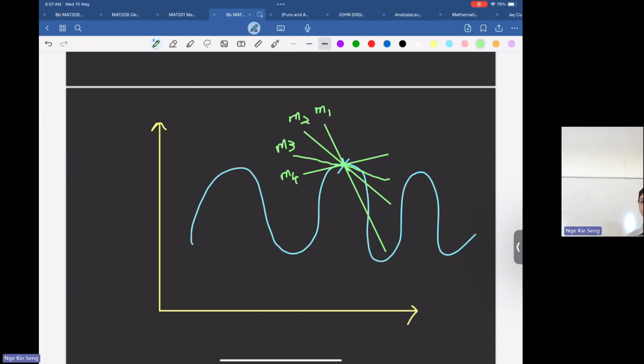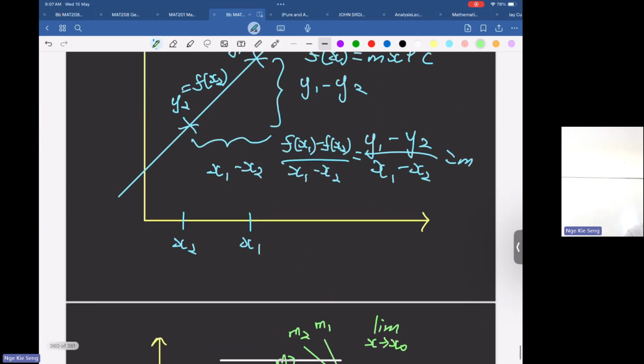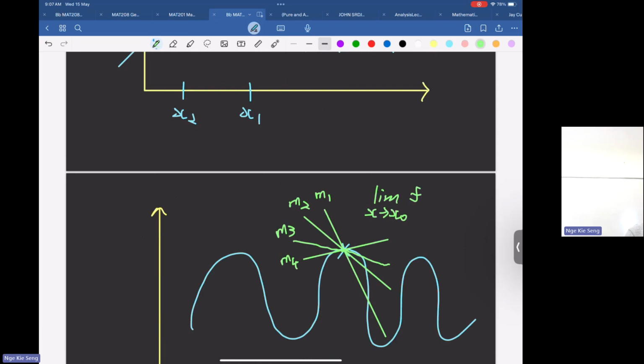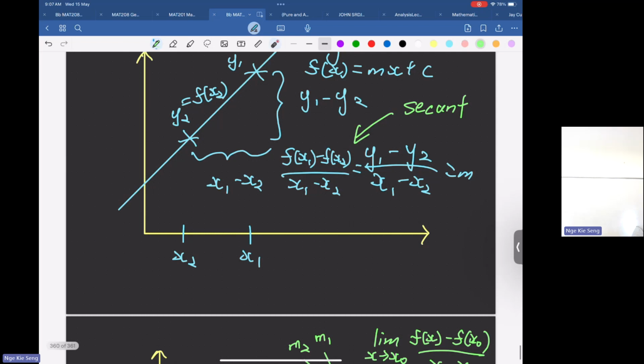You are taking a limit. You are taking a limit of x going to x0 of the ratio, which we call the secant: f of x minus f of x0 over x minus x0. The secant is just the ratio of the y difference and the x difference. I just define it like that. Let's call this quotient a secant.